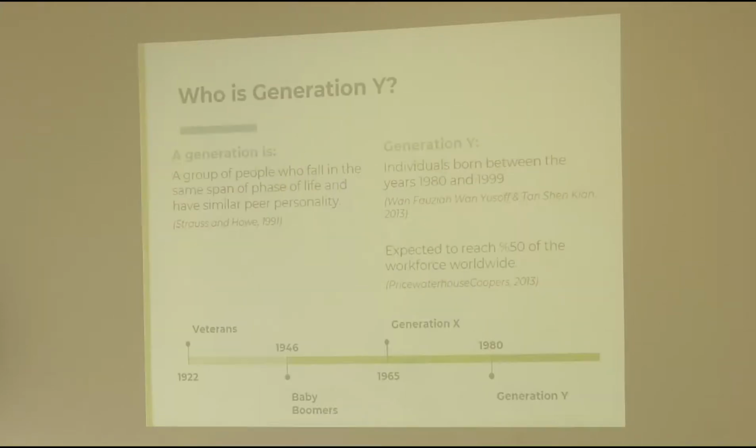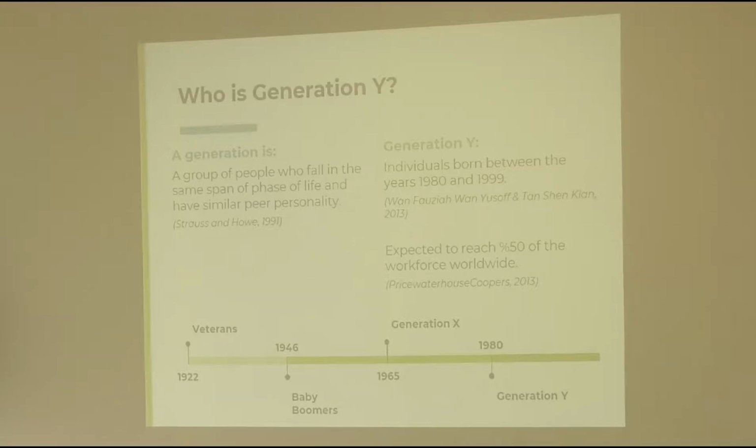So who is Generation Y? Let me start by telling you what a generation is. A generation is basically a group of people who belong to the same age group. They have similar experiences, history, and environment in general. So Generation Y, as I said, are the ones born between 1980 and 1999. Now, what's worth noting is that by the year 2020, so 2 years from now, 50% of the workforce is going to be Generation Y.